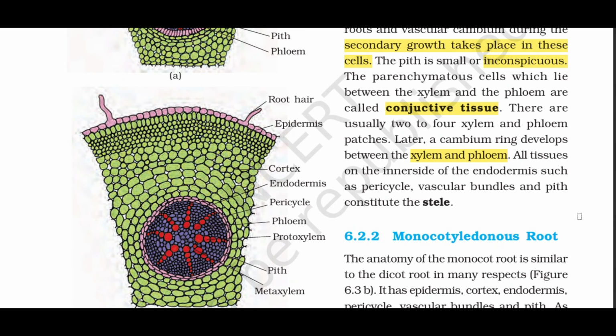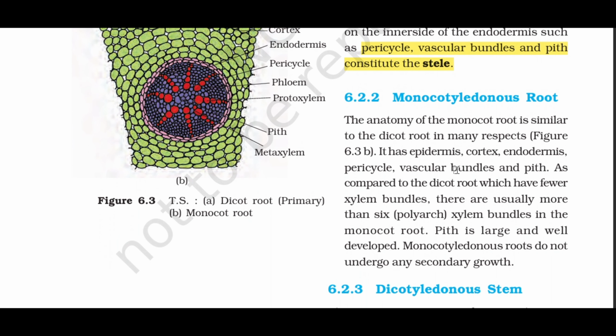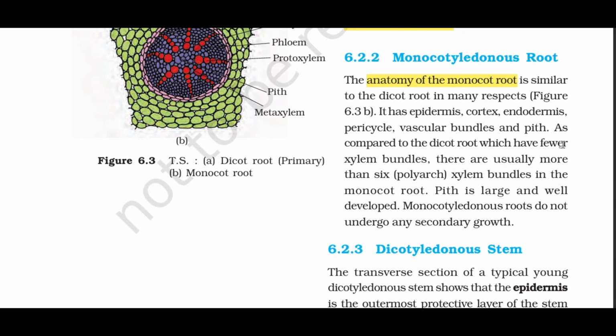All tissues on the inner side of the endodermis, such as pericycle, vascular bundles and pith, constitute the stele. Monocotyledonous root. The anatomy of the monocot root is similar to the dicot root in many respects. Figure 6.3b. It has epidermis, cortex, endodermis, pericycle, vascular bundles and pith.